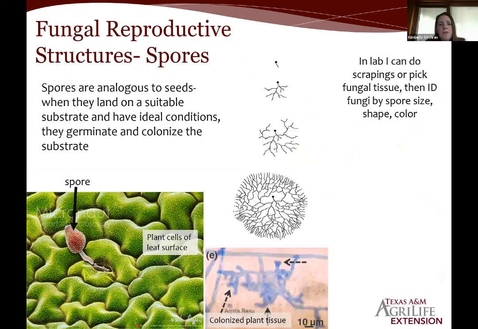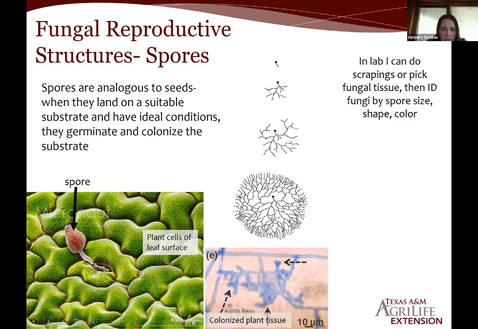All right, so on to fungal reproductive structures. These are really important in terms of me doing my job. So spores are kind of analogous to seeds in that they germinate and form essentially a new microorganism. And when they're on a suitable substrate and have ideal conditions, they can germinate and colonize that substrate. And in the case of plant pathogens, that's plant tissue.